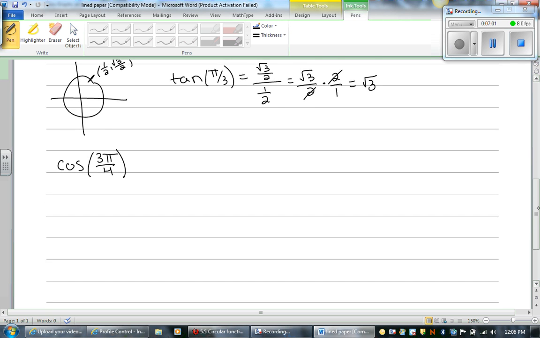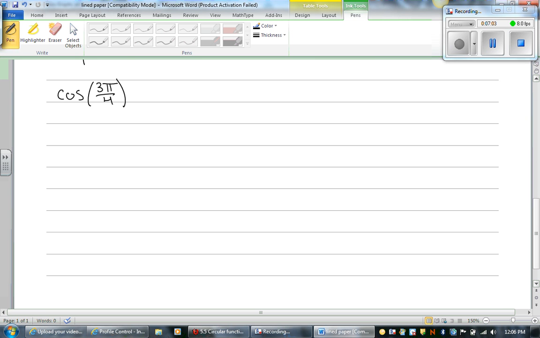So, 3 pi over 4 we know is directly across on the unit circle from 1 pi over 4. Okay? It's directly across. We know the point at pi over 4 is square root of 2 over 2, square root of 2 over 2. And since it's a reflection over the y-axis, this point becomes negative radical 2 over 2, radical 2 over 2.